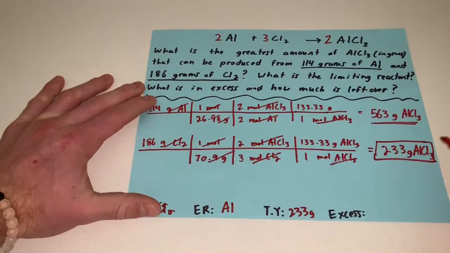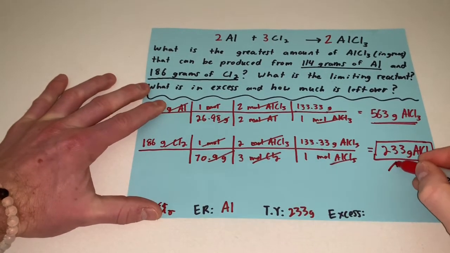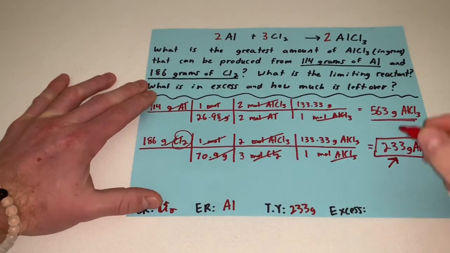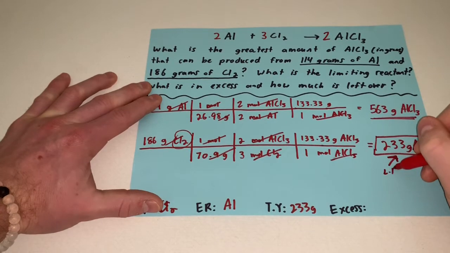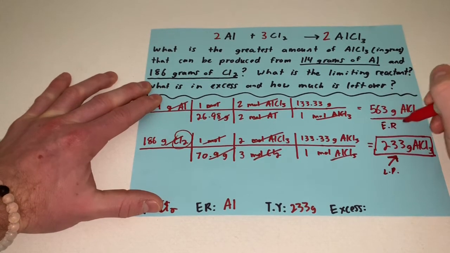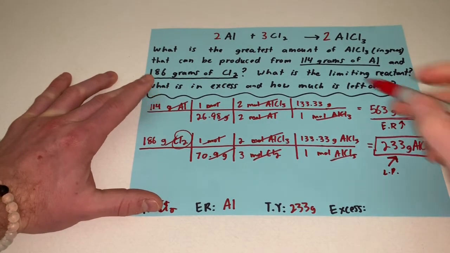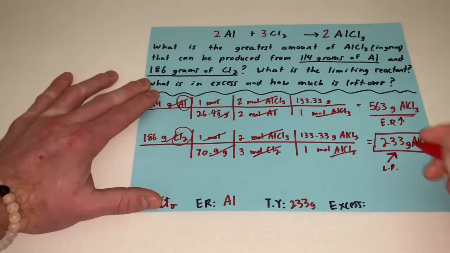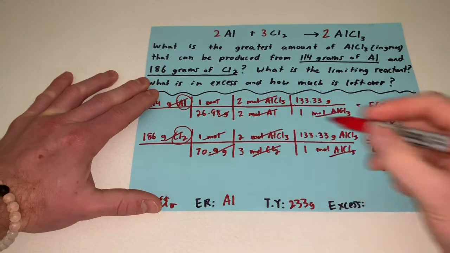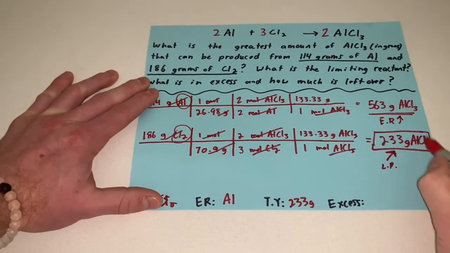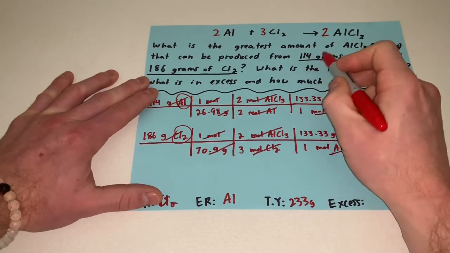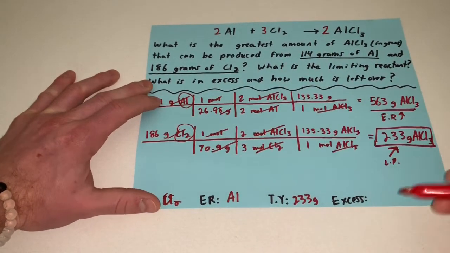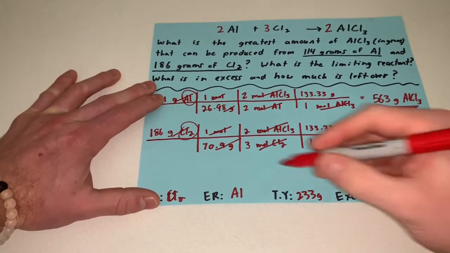Theoretical yield produces the smallest amount. This is our theoretical yield right here, which comes from the limiting reactant, which is chlorine. The excess reactant comes from the larger amount, which is aluminum. And then our theoretical yield is the smaller amount there. Now we want to figure out, of these 233 grams, how much of the 114 grams of aluminum do we actually need to use? How much is left over after the reaction?